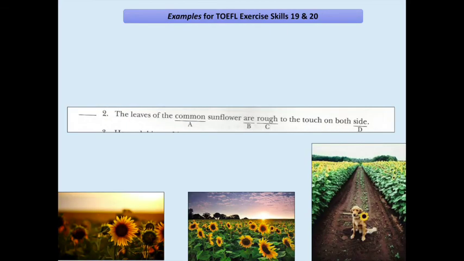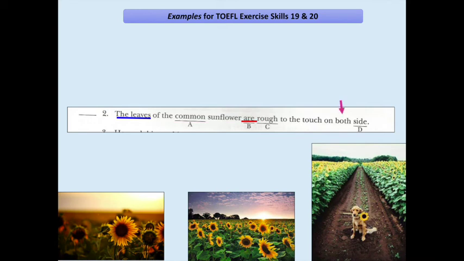Number 2. The leaves of the common sunflower are rough to the touch on both sides. The sentence starts with a subject, the leaves. Then there's a prepositional phrase, of the common sunflower, and a verb, are.